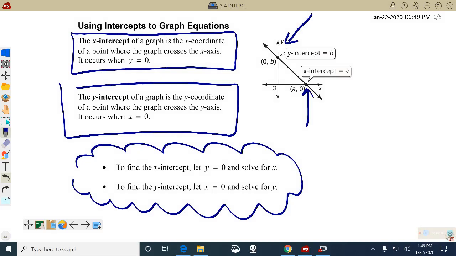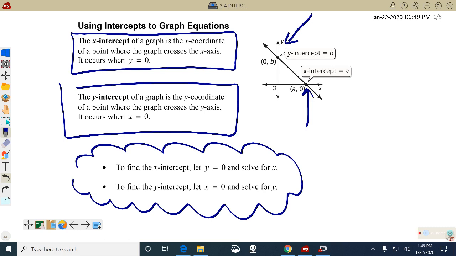Bullet points at the bottom of the first page. Put a cloud around them. X-intercept, where a graph crosses the x-axis. Y-intercept, where a graph crosses the y-axis. You've seen this before. This is kind of a review lesson, but I have to cover it because where I'm going to take you to the class assumes you know this like the back of your hand.